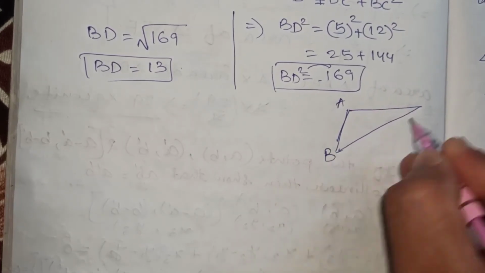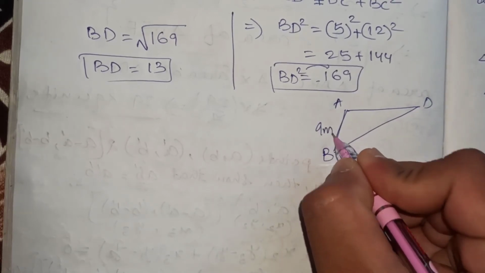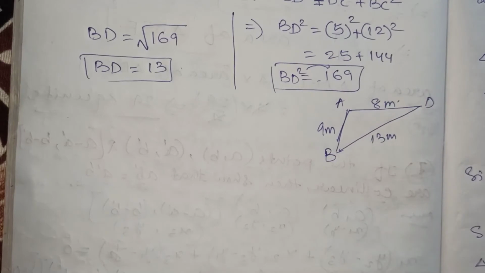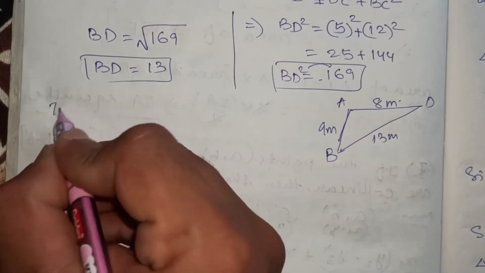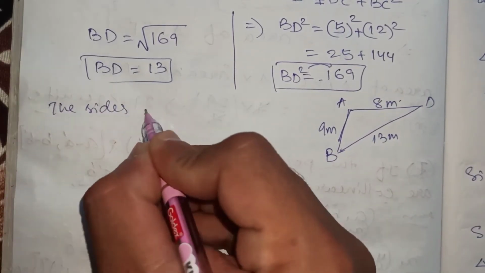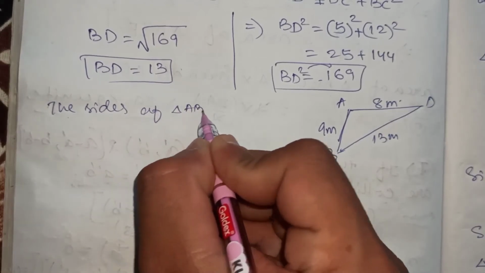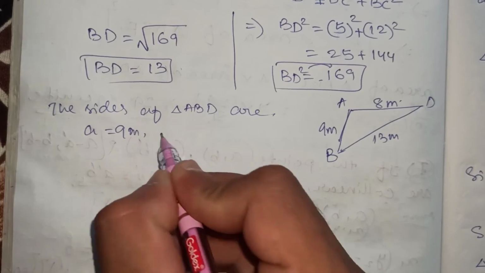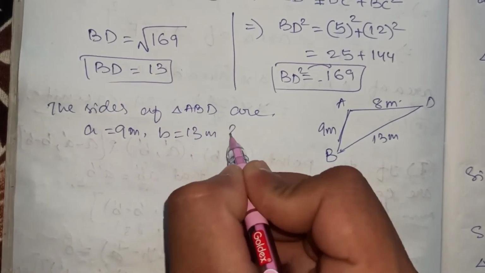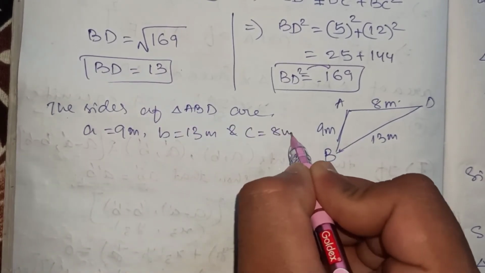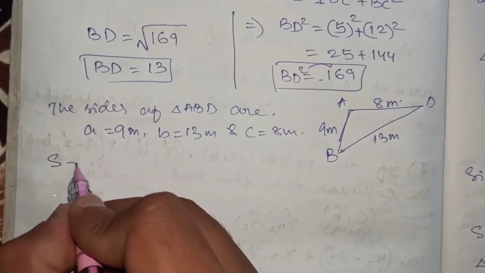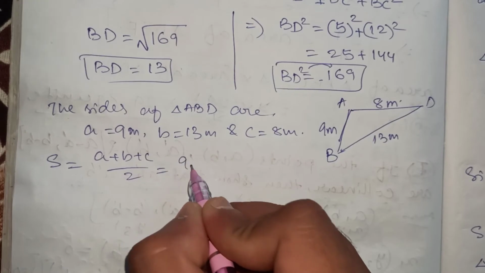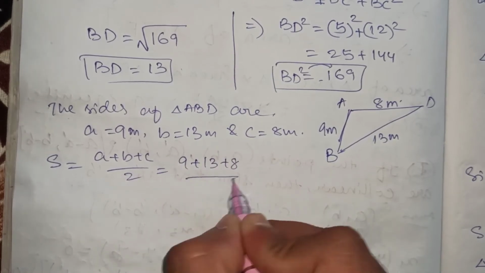A, B, D. AB is 9 meter, BD is 13 meter, and AD is 8 meter. Okay, so the sides of triangle ABD are a equals 9 meter, b equals 13 meter, and c equals 8 meter. Now we will find out the value of s, that is (a plus b plus c) by 2, which is (9 plus 13 plus 8) by 2.